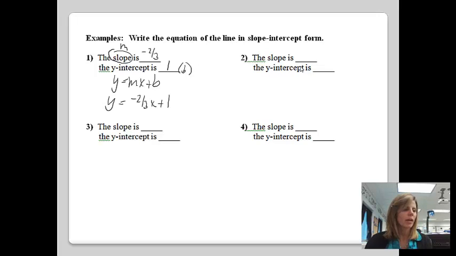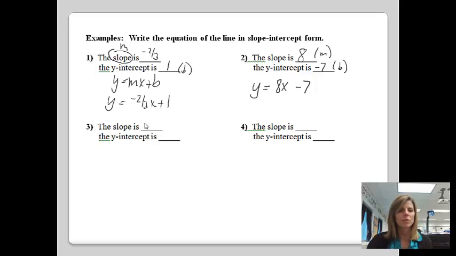Okay, problem number 2. This time let's have the slope be 8 and the y-intercept be negative 7. Again, remember the slope is the m and the y-intercept is the b, and as soon as you have that, you pretty much are all set to write the equation. So we're just going to have y equals m, which is 8x, plus b, which is negative 7. So that's the equation of my line.